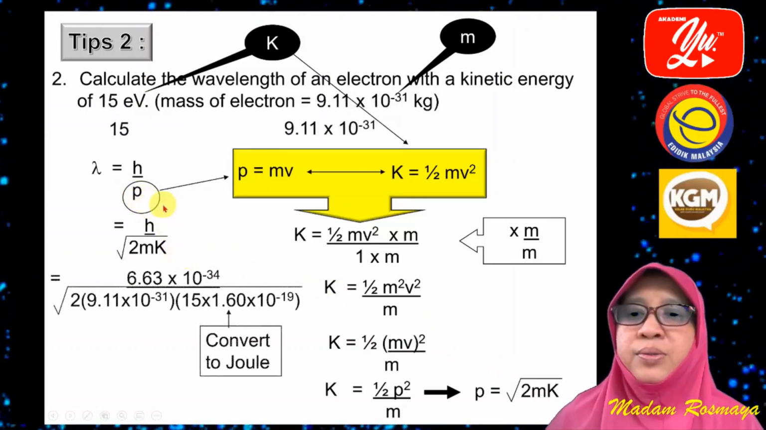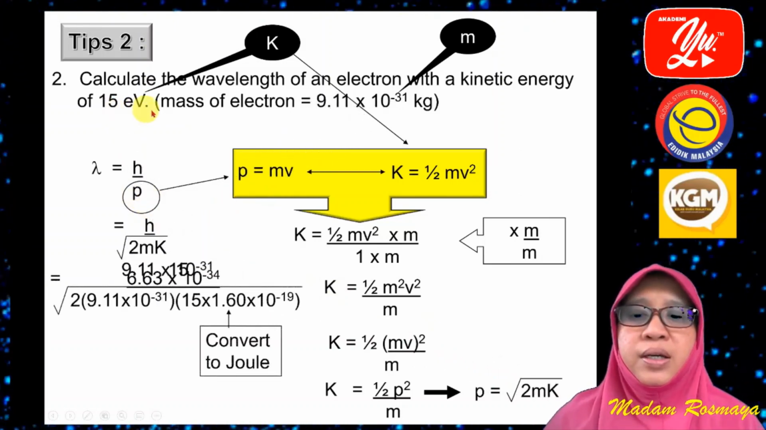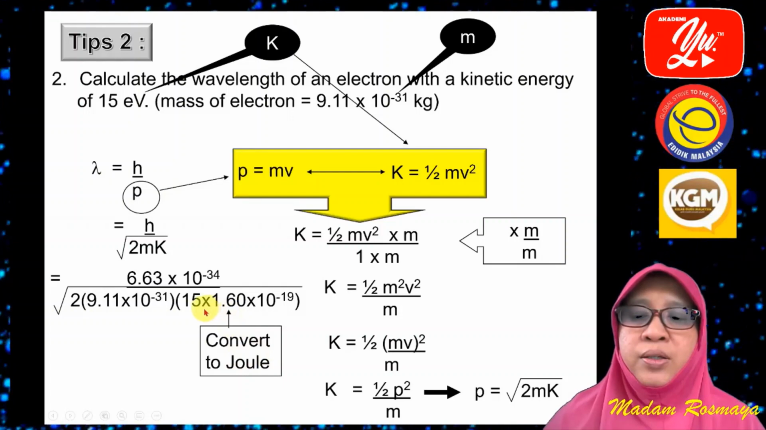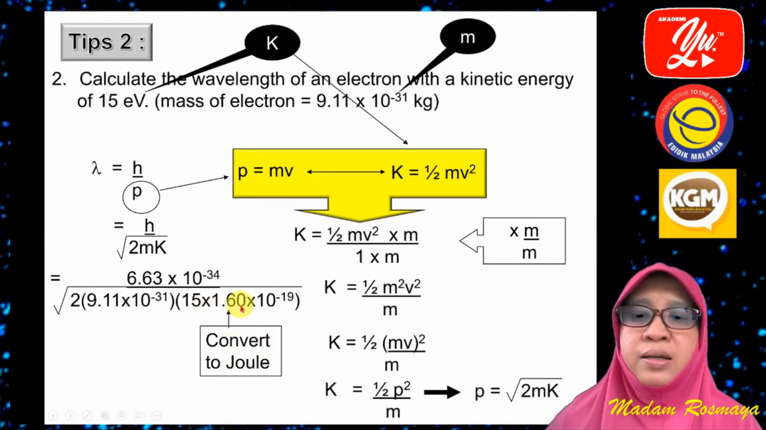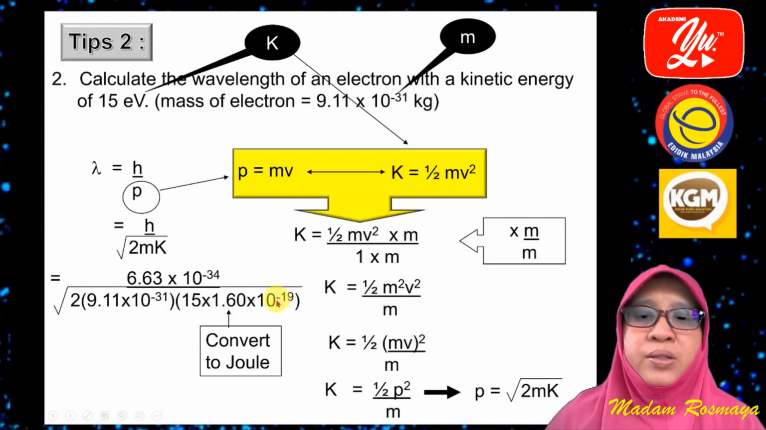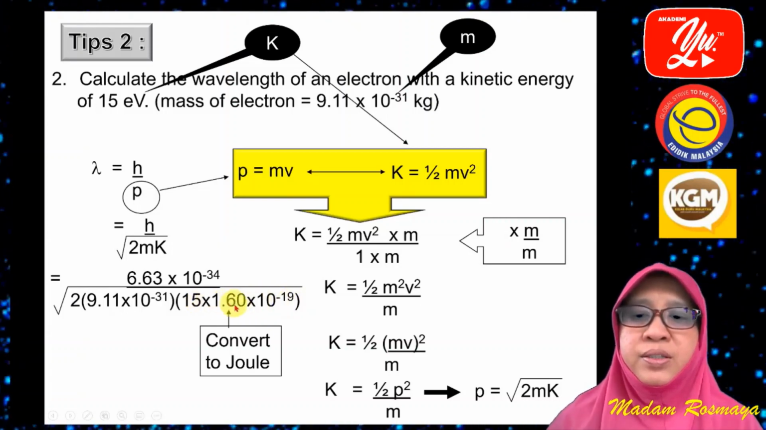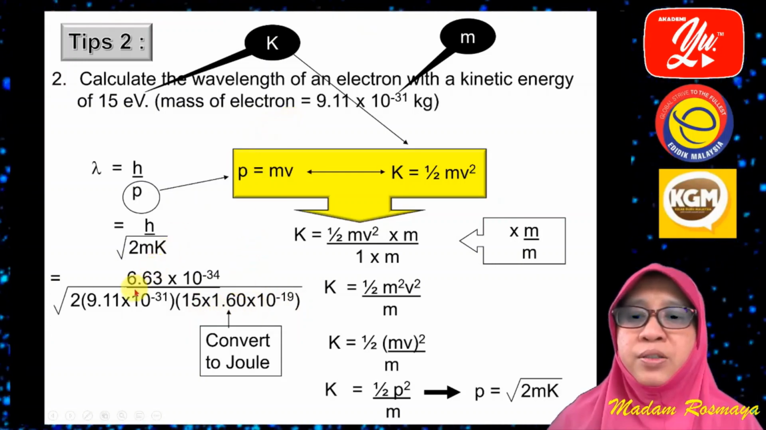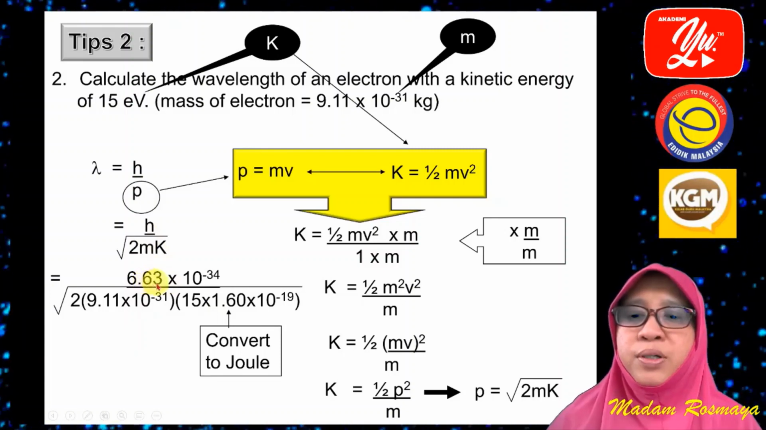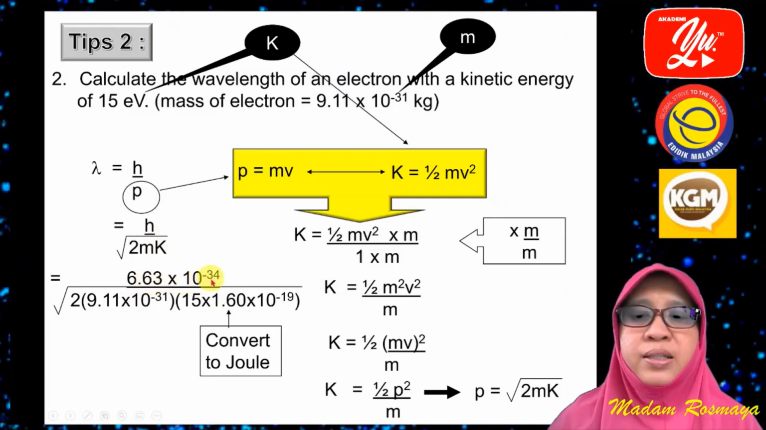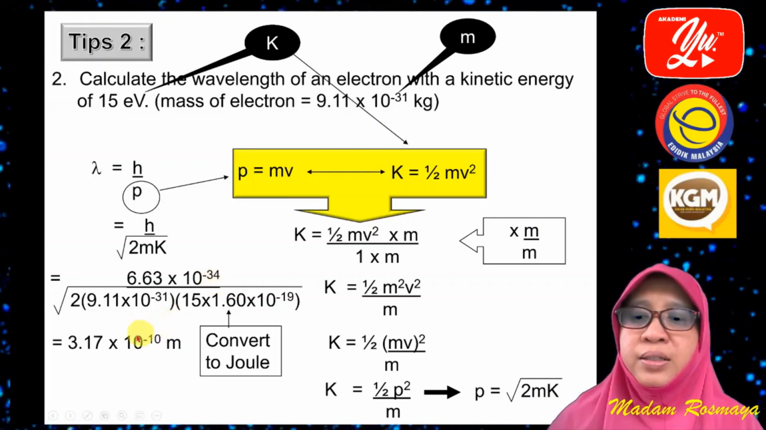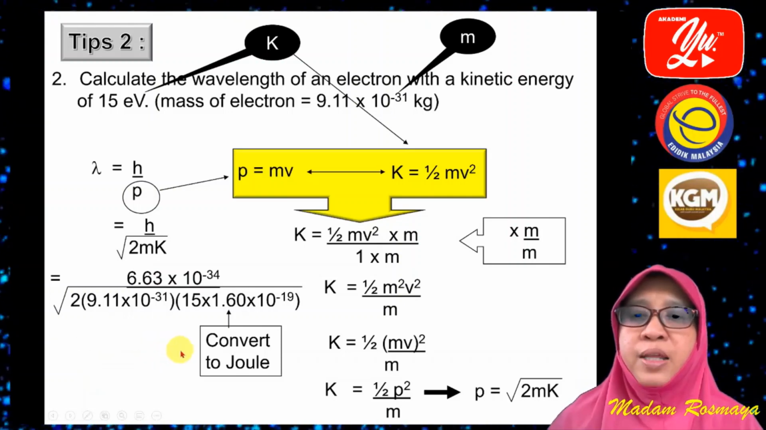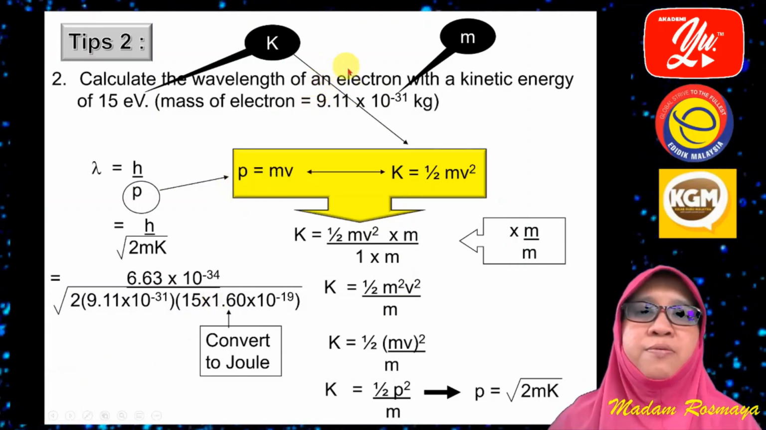Next, we substitute the values. 15 electron volt must be converted to joule, so we multiply 15 by 1.60 times 10 to the power of negative 19, which converts electron volt to the joule unit for energy. This is the mass of the electron, and the Planck constant is 6.63 times 10 to the power of negative 34. So the wavelength is 3.17 times 10 to the power of negative 10 meter. This is the wavelength for the electron.